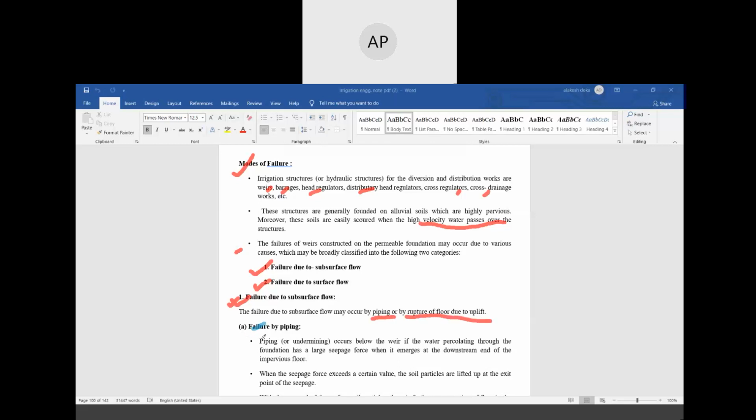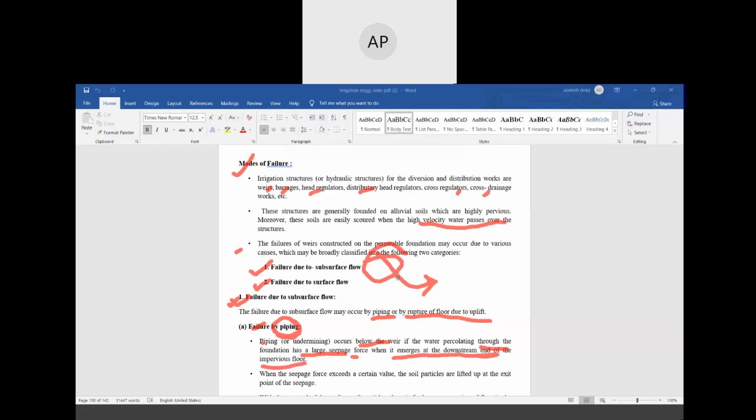So, what is piping? Generally, piping occurs if the water percolating through the foundation has a large seepage force, so piping generally occurs due to seepage. What is seepage? When water is flowing out from a structure, there may be seepage, leaking of water. That is piping. So piping or undermining occurs below the weir if the water percolating through the foundation has a large seepage force when it emerges at the downstream end of the impervious floor.